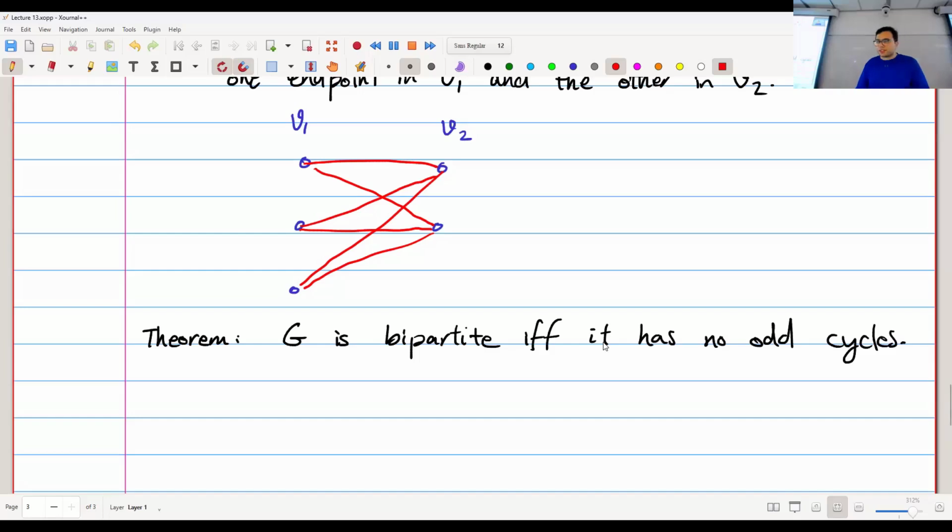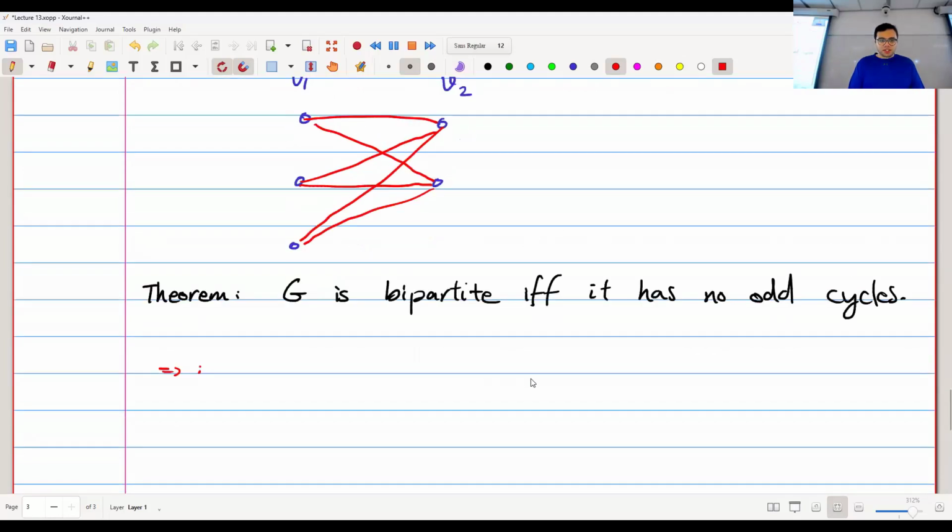Let's try to prove this. Which side do you want to start first? Because this is if and only if. Do you want to assume the graph is bipartite, or do you want to assume the graph has no odd cycles? Let's assume the graph is bipartite. Let's do this part first. So I want to say if the graph is bipartite, then it has no odd cycles. Okay. So here's the thing. Suppose my graph is bipartite.